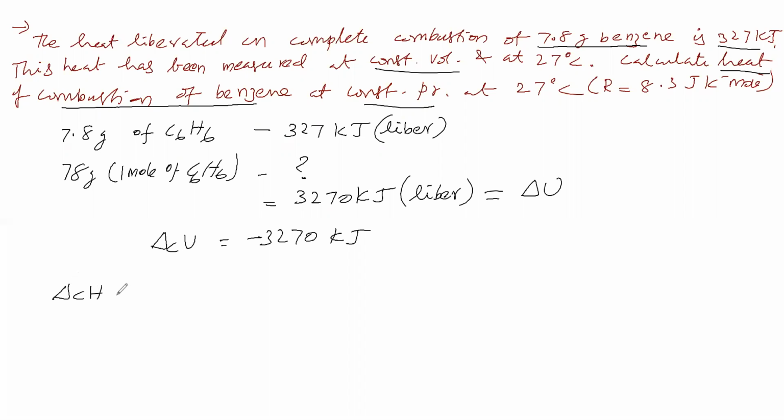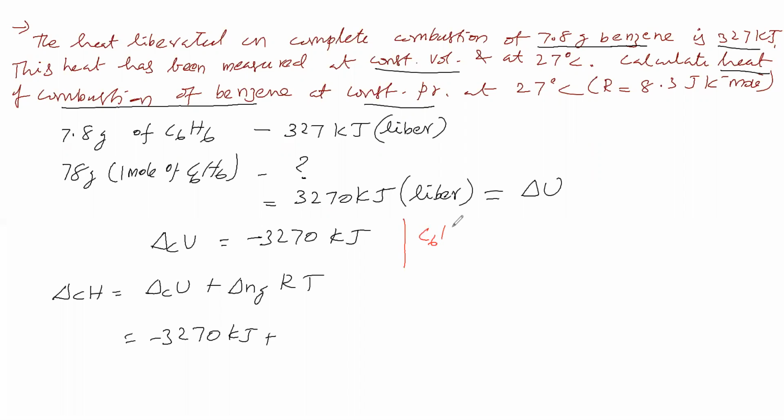So delta CH is equal to delta CU plus delta ng RT. Like this we have to write the equation. Delta CU we will substitute, minus 3270 kilojoule. Delta ng we want. For delta ng we have to write the equation, the equation for benzene undergoing combustion.